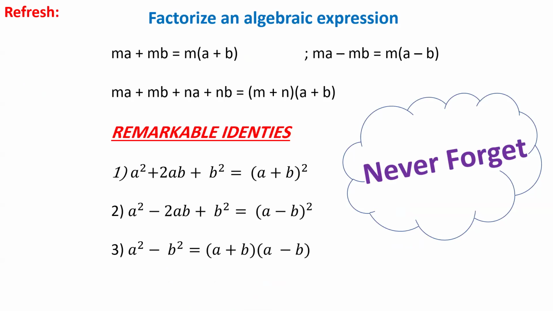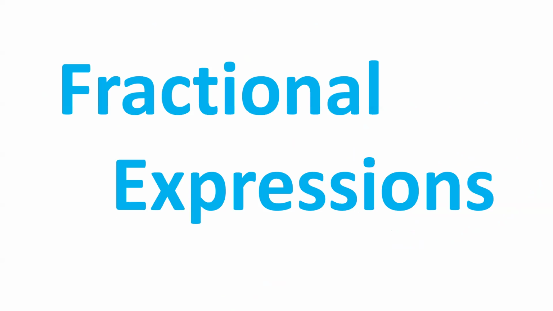First of all, I'm reminding you of the methods of factorizing an algebraic expression because we still need them. They are very important. We factorize using a common factor, or we factorize using one of the 3 remarkable identities. So please never forget these rules and always revise them.